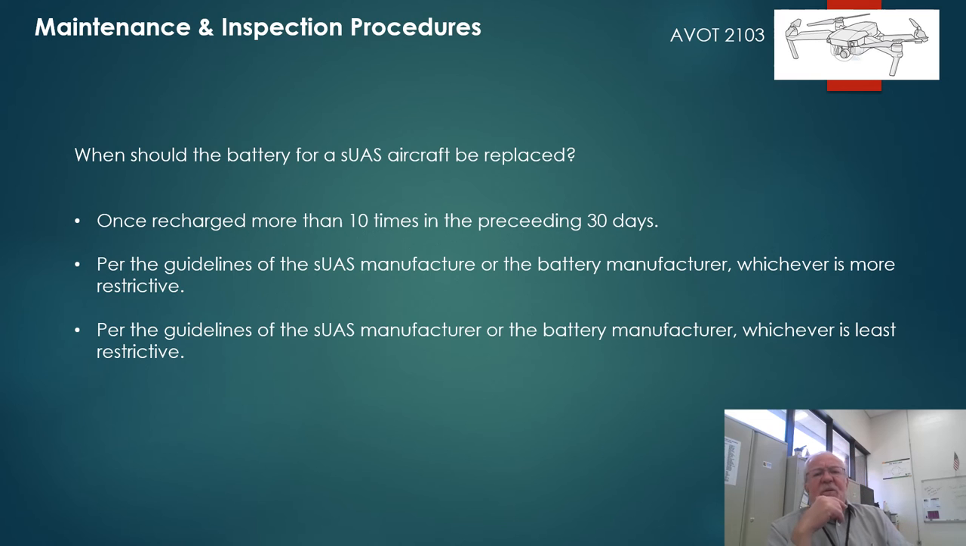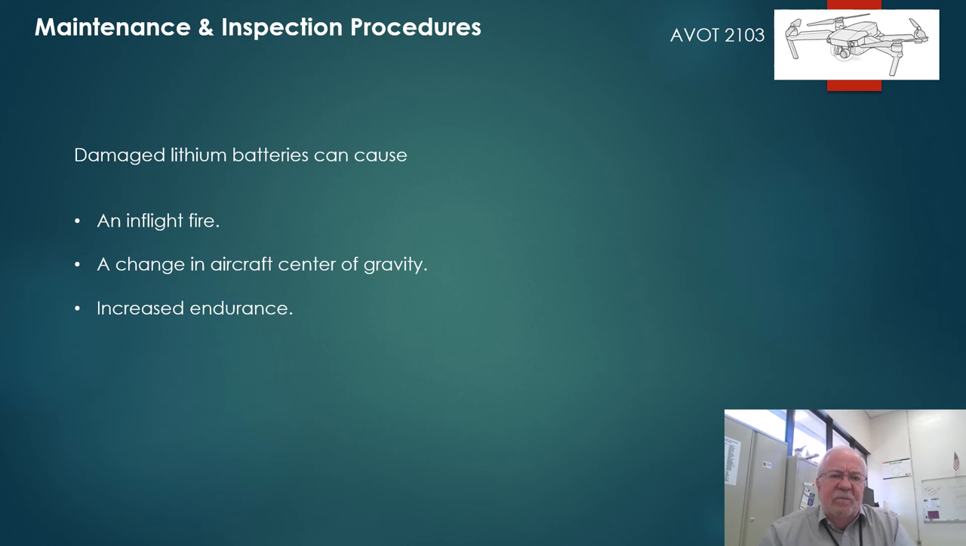Okay, when should the battery for a UAS aircraft be replaced? Here's another question where the answer is obvious. It's either B or C. Per the guidelines, whichever is more restrictive, or C is whichever is least restrictive. What do you think? The FAA is always going to be more conservative. So it's either B or C. When it says more restrictive, then that's going to be the answer. Remember, there's two manufacturers here. There's the manufacturer of the drone, but there's also a different manufacturer that manufactures the battery. So, yeah, B. Damaged lithium batteries can cause a fire. We know that.